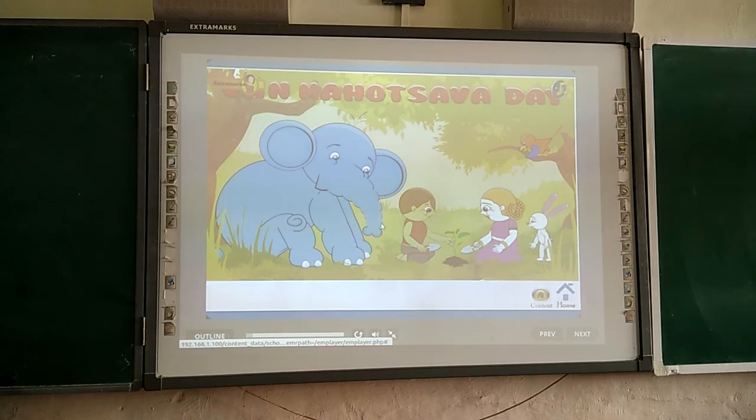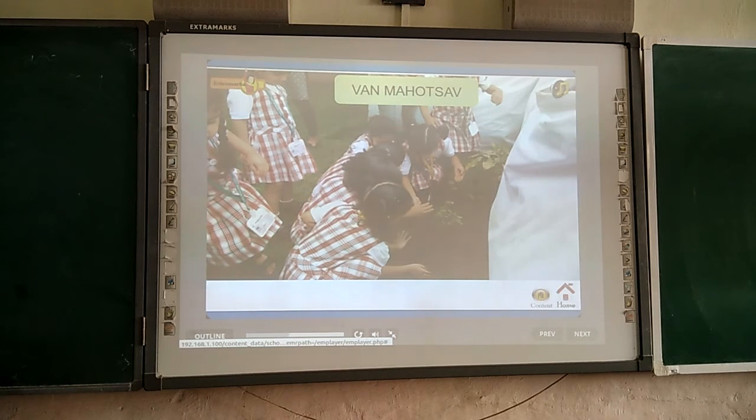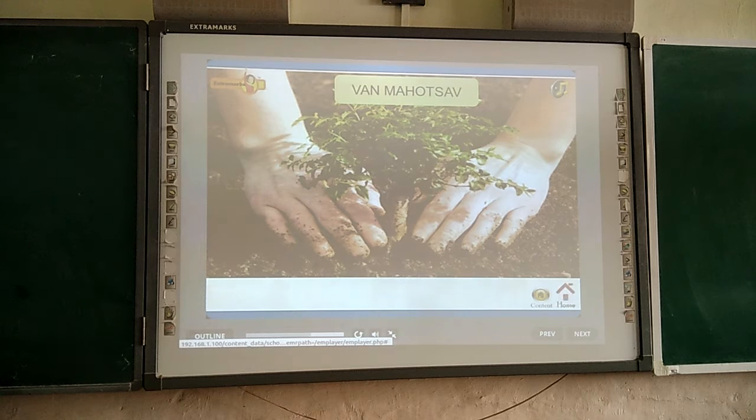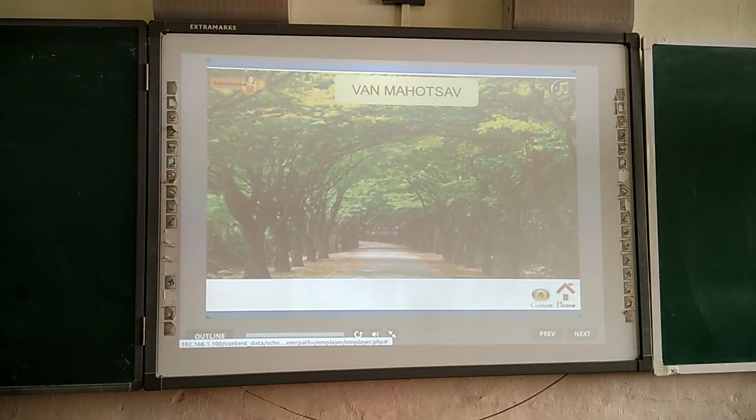Van Mahotsav was started in India in 1950 to create awareness about the importance of trees and afforestation among the people. It is a week-long festival of tree planting, organized in the first week of July every year. The main objectives of Van Mahotsav are to create awareness and enthusiasm among the people to plant trees, to help conserve soil and increase soil fertility, to add to the potential food resources of our country, and to provide shade and add beauty to the landscape.